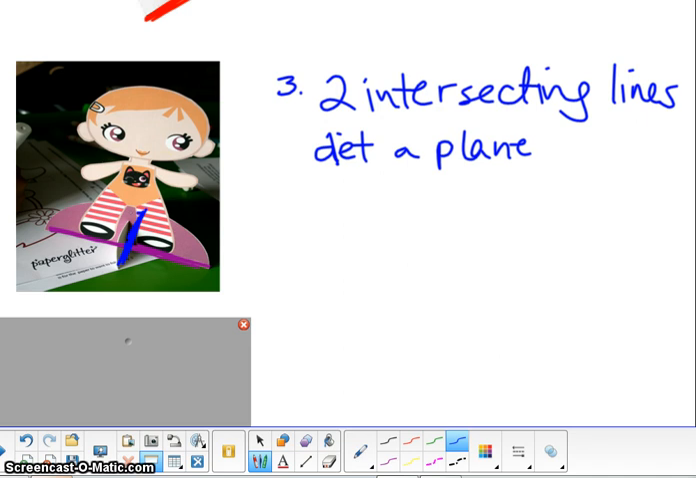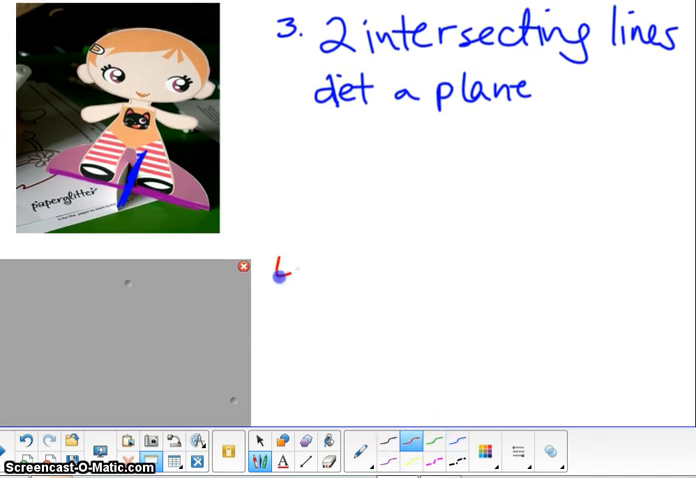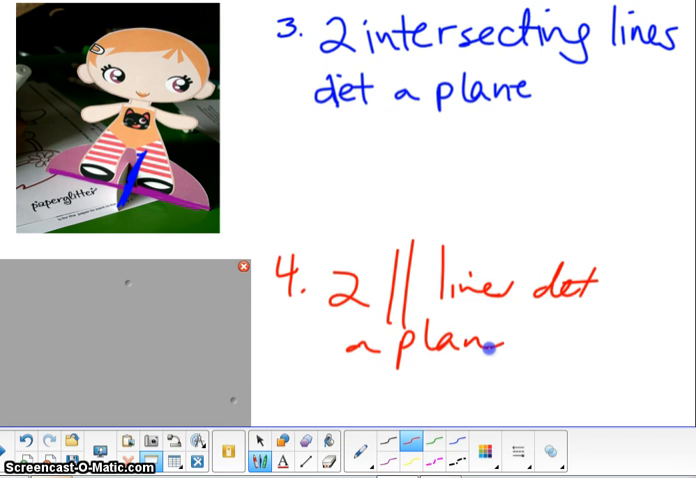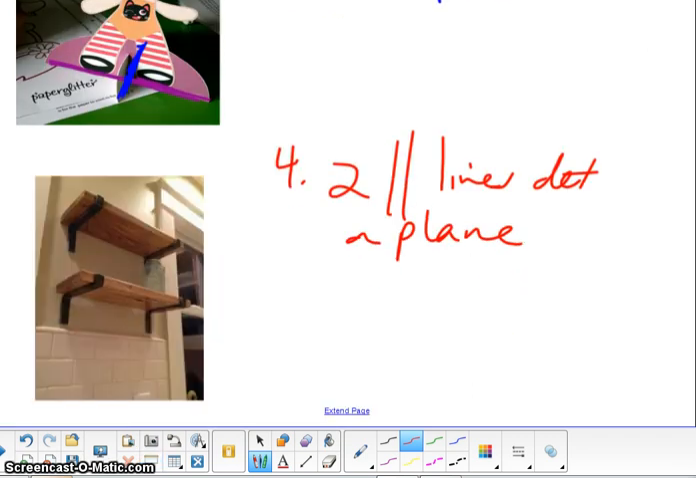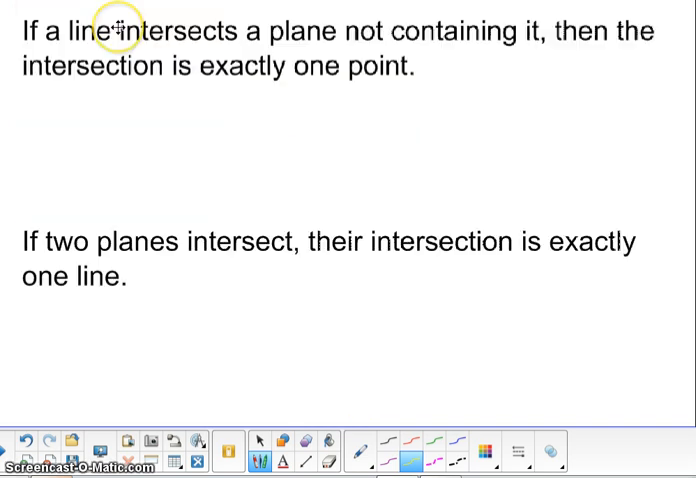And then the last one is going to be parallel. So two parallel lines also determine a plane. The example I have here is just putting up shelves. You'll see I've got two sets of them here, that if you look at this one and this one, those are parallel lines, and that is the only way that we can get that shelf to sit properly on there. The last two postulates also relate to planes, and let's practice our skills in drawing right here.